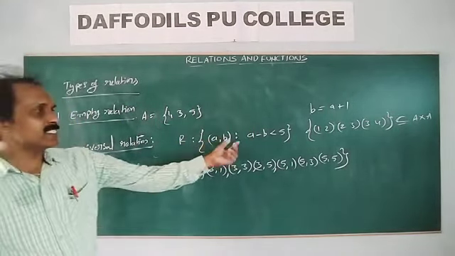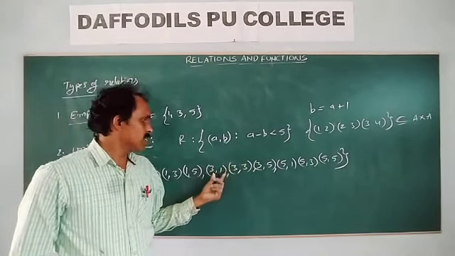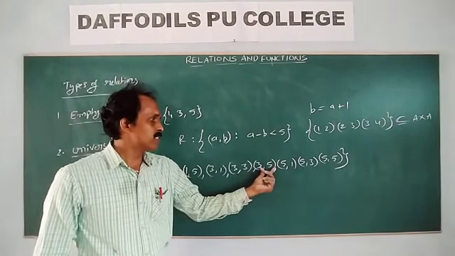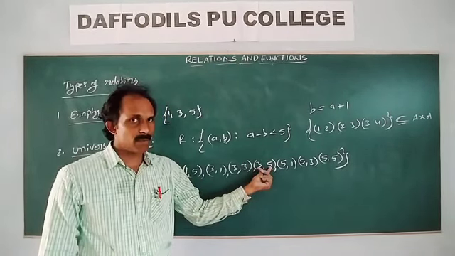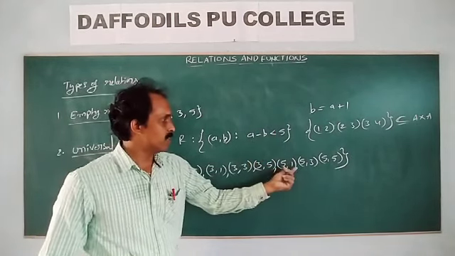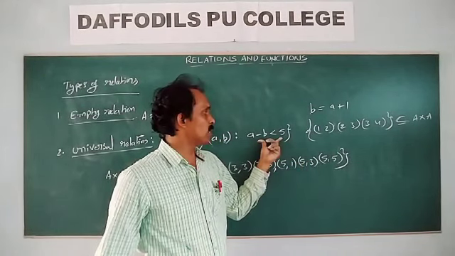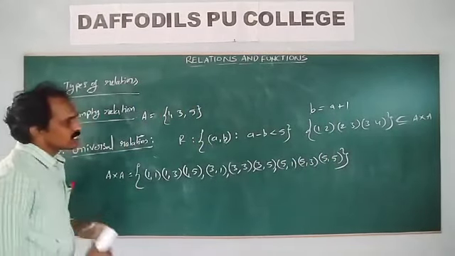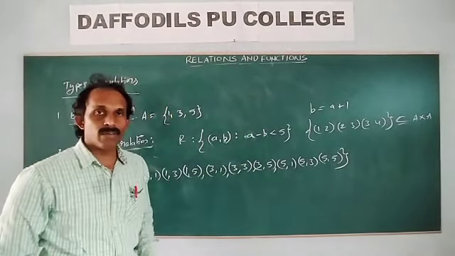Consider (1, 1): 1 minus 1 is 0, less than 5, satisfied. 1 minus 3 is minus 2, less than 5. 1 minus 5 is minus 4, less than 5. 3 minus 1 is 2, less than 5. 3 minus 3 is 0. 3 minus 5 is minus 2. Next, 5 minus 1 is 4, less than 5. 5 minus 3 is 2. 5 minus 5 is 0, less than 5. So all elements satisfy the given relation.